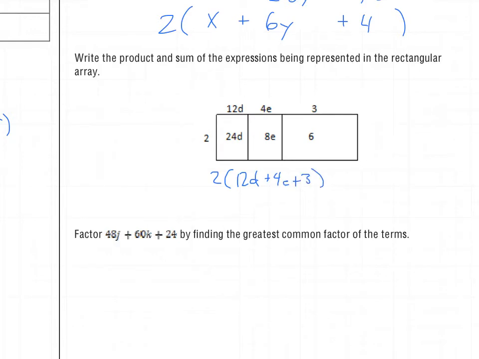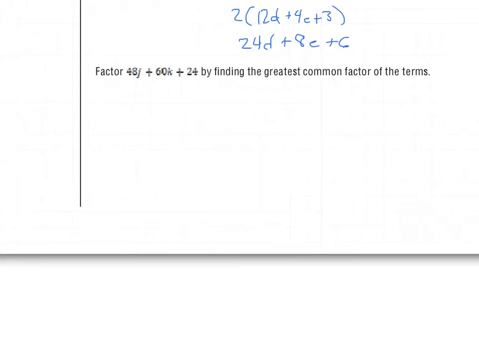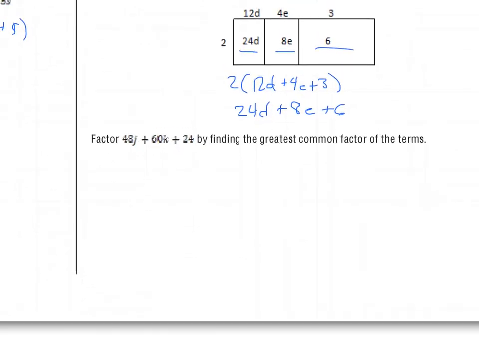Alright, so our factored form is the form that's already given here. But one thing I do notice about this is that we can write it as the other form, which is the distributed form already given to us, 24d plus 8e plus 6.